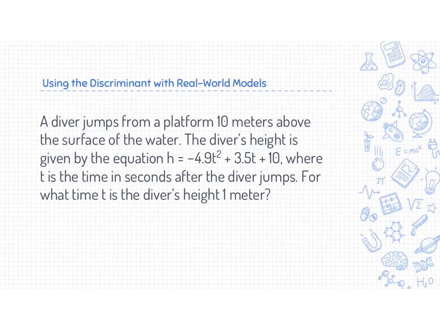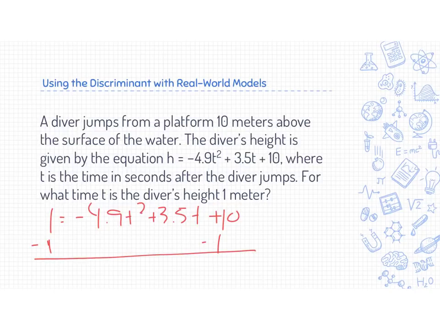So with this, one of the benefits we can do before we jump in and fully solve is we can check to see if there are actually any real solutions. Now, remember here we need to substitute our height of 1 in for h. So we get 1 equals negative 4.9 t squared plus 3.5 t plus 10. Then from there we're going to subtract that 1 over. Gets it set equal to 0. And we get 0 equals negative 4.9 t squared plus 3.5 t plus 9. Now we can check the discriminant.